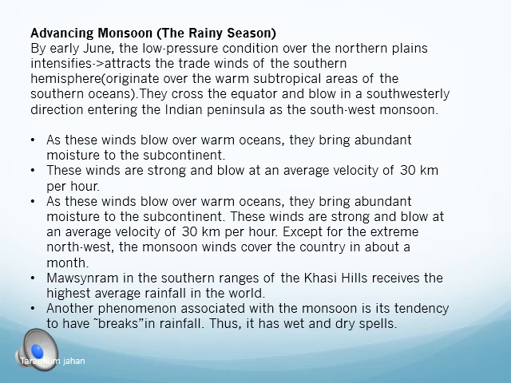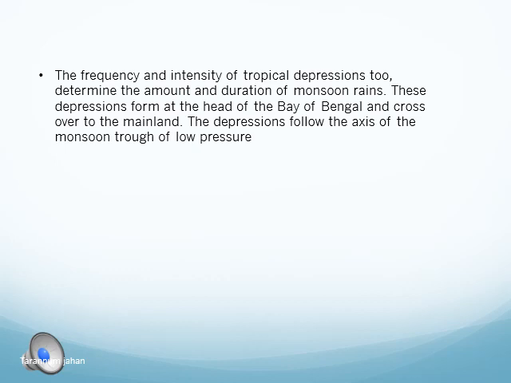So this all depends upon the monsoon trough, which moves from the north to the south. Here the trough is created, and only then do we get the rainfall. These points have been explained to you, just go through them and you will understand.